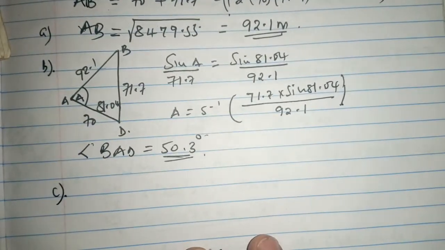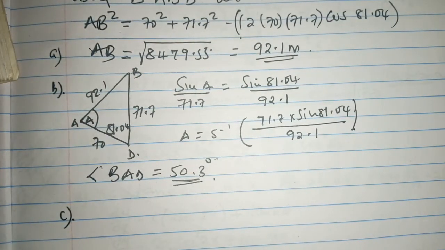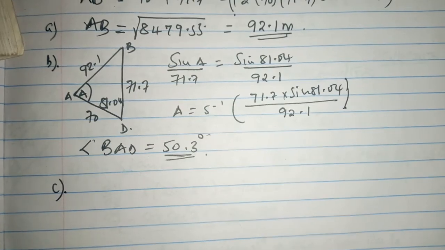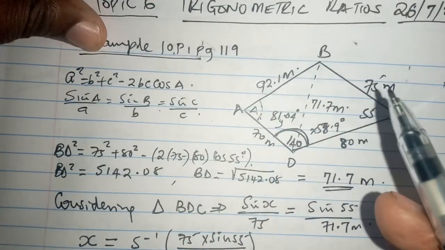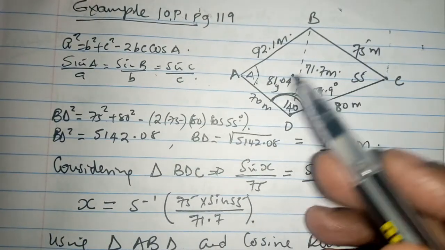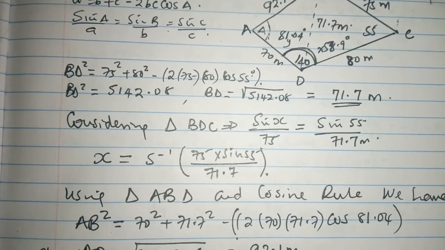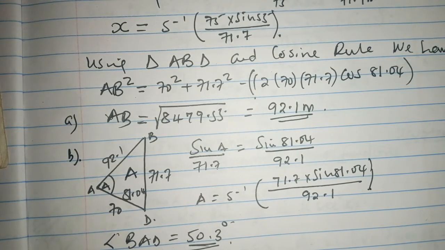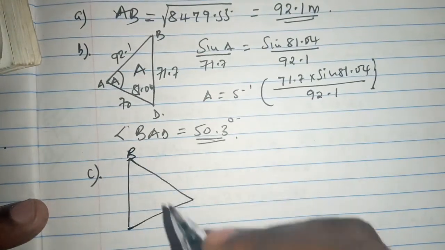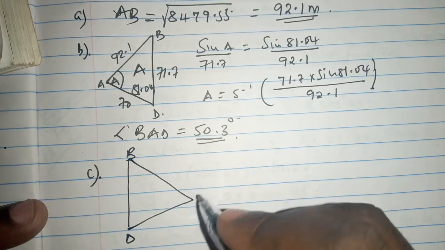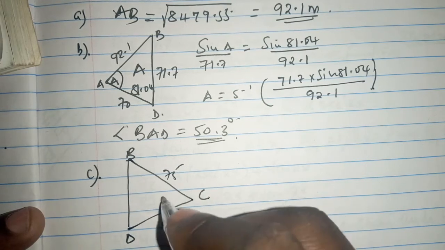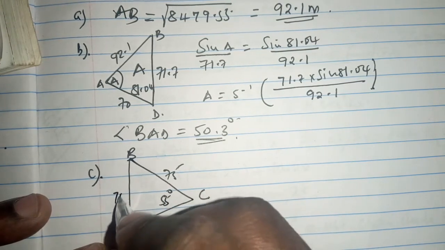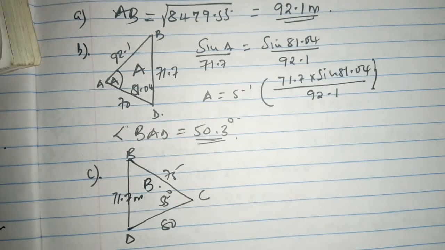Part C of the same question is asking us to find the area enclosed by the four masts. The area is the area of the whole of this diagram. Because we have learned the area of a triangle, I wish to divide this diagram into two triangles, one of which is already here, and let me call it triangle A. The other one is B, D, and of course C. This is 75, this is 80, this is 55 degrees, and this is 71.7 meters. Let's call this one triangle B.